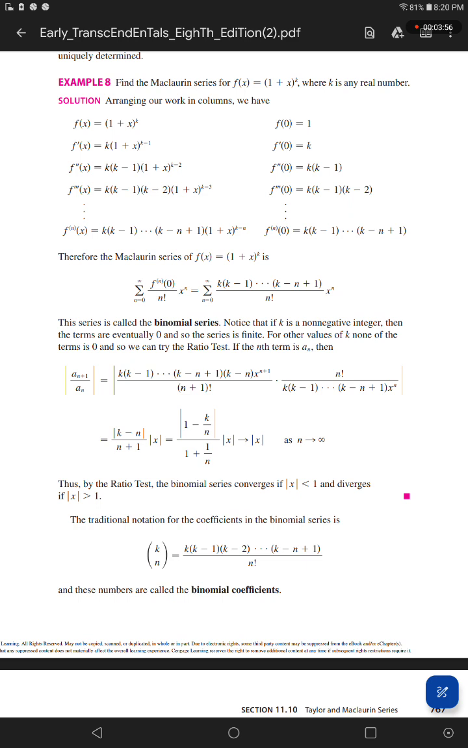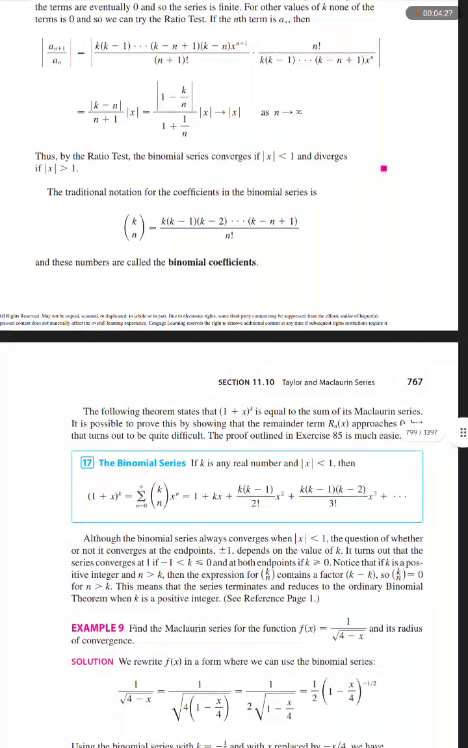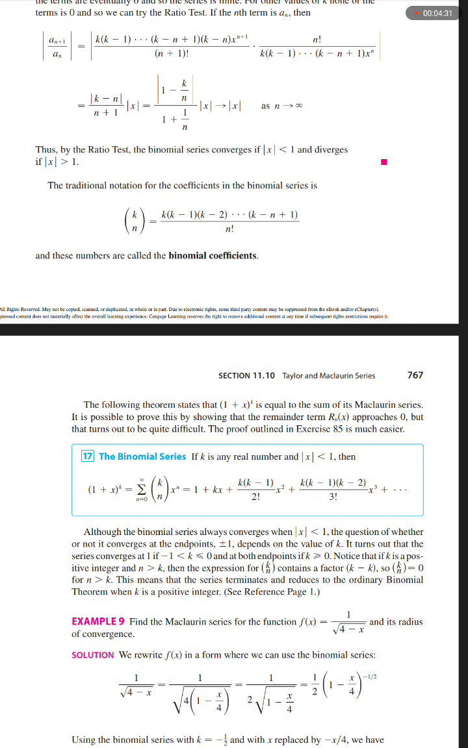The traditional notation for the coefficients in the binomial series is (k choose n) equals k(k - 1)(k - 2) ... (k - n + 1) over n factorial. And these numbers are called the binomial coefficients. The following theorem states that (1 + x)^k is equal to the sum of its Maclaurin series. It is possible to prove this by showing that the remainder term R_n(x) approaches 0, but that turns out to be quite difficult. The proof outlined in exercise 85 is much easier.